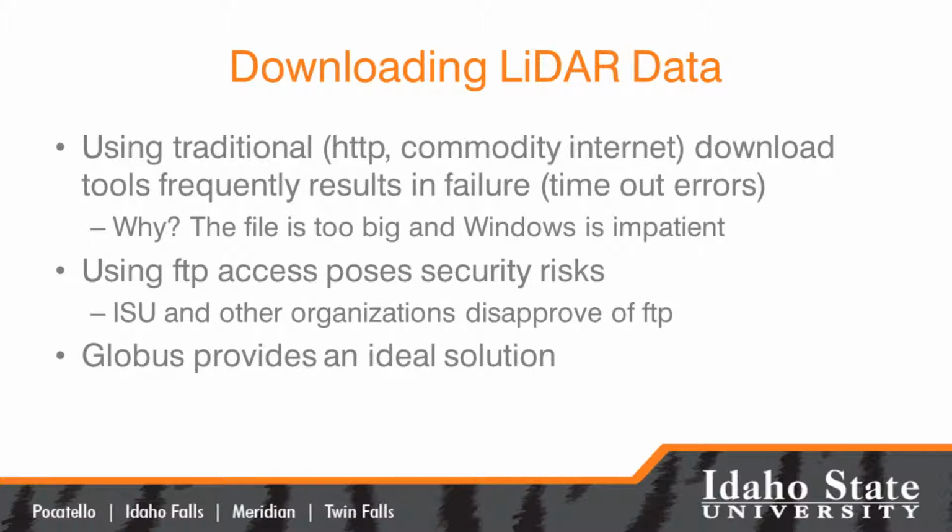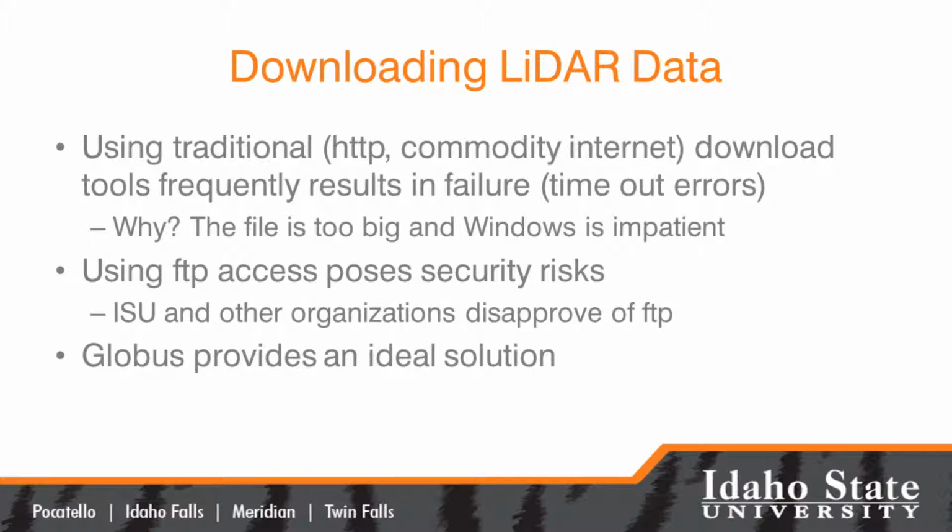Instead, what we are using is Globus. Now, Globus really provides an ideal solution. It has a very nice interface, as we're going to see. Another huge benefit of Globus is, let's say you are trying to download a half terabyte file. This is going to be a zip file.